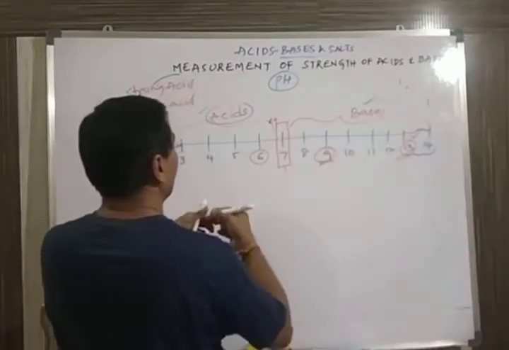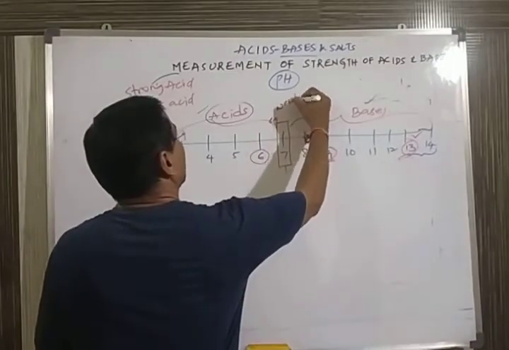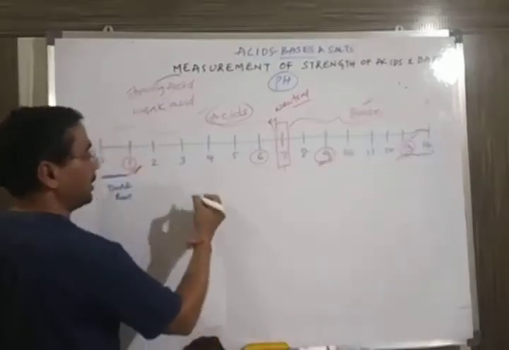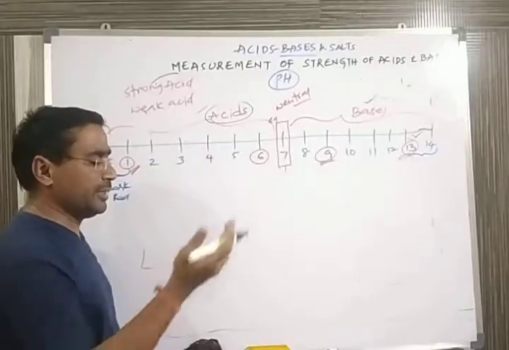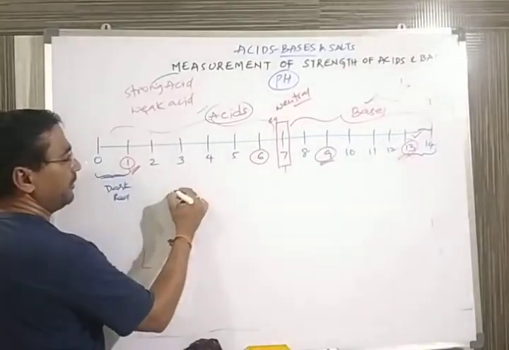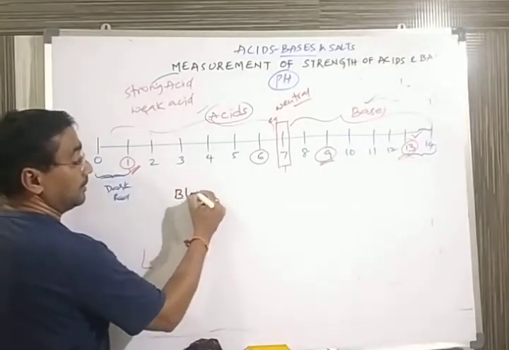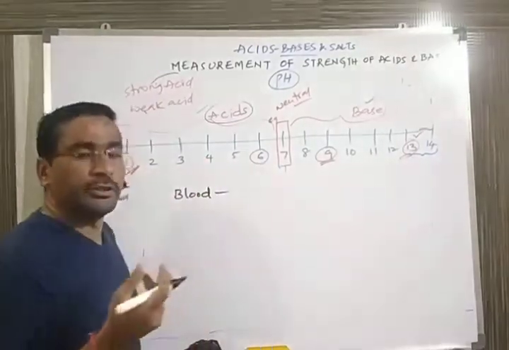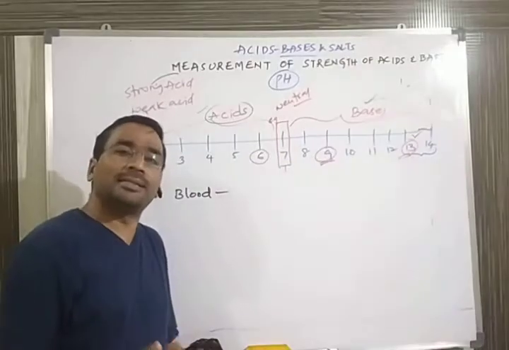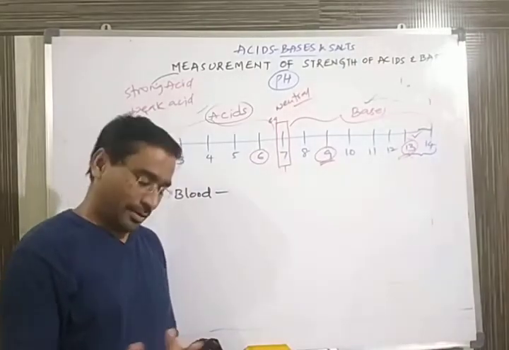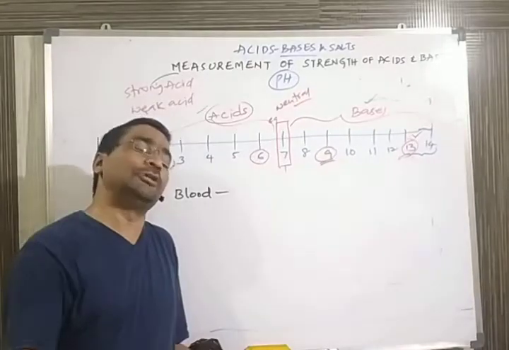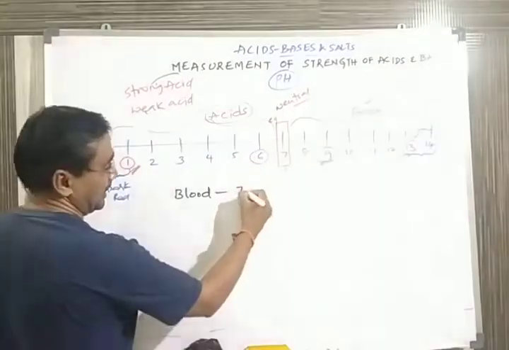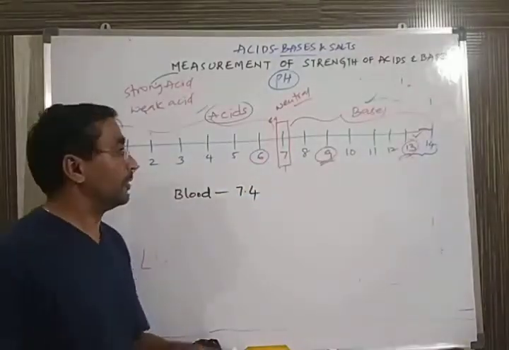According to this, this is neutral in nature. Let's have a few examples, mostly useful for our daily life. Take human blood. We want to know whether it is acid, base or neutral. The blood of a healthy person has a pH of 7.4.